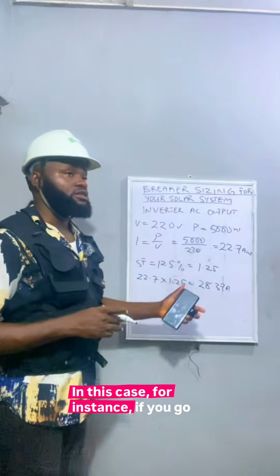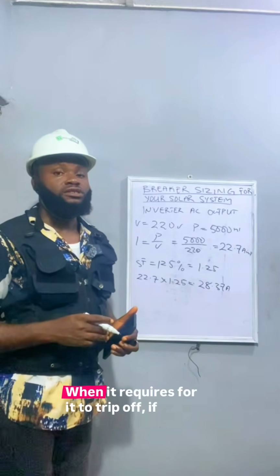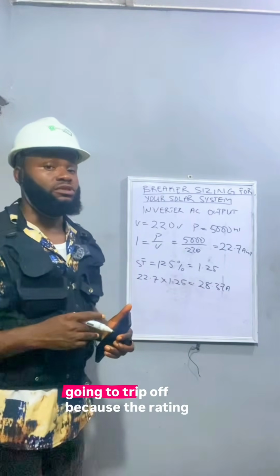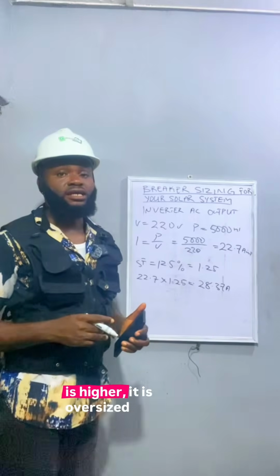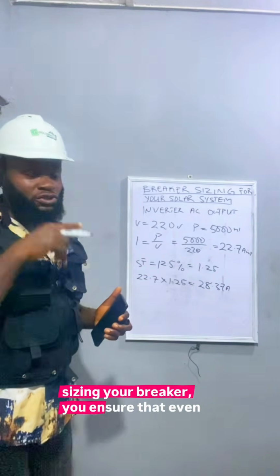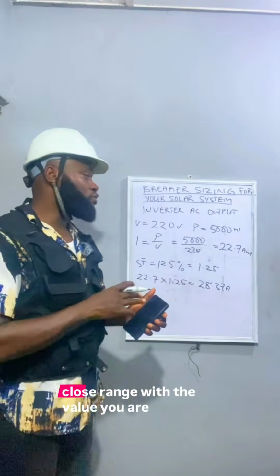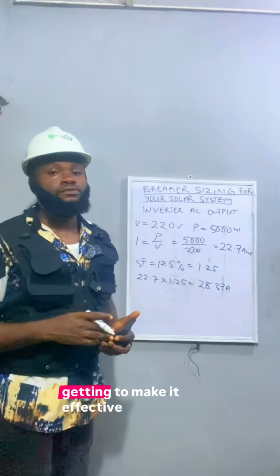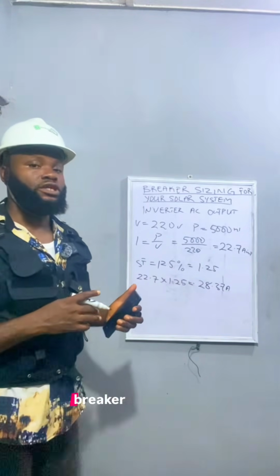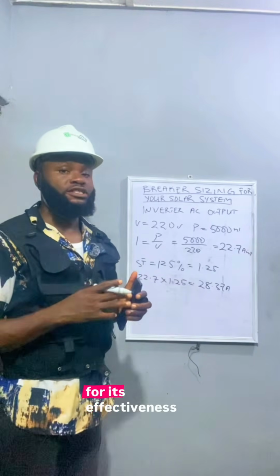In this case, for instance, if you use a 60 amp breaker, it's not going to be effective. When it is required to trip off if there is any sense of danger, it's not going to trip off because the rating is higher, it is oversized. So when you are sizing your breaker, ensure that the breaker you are getting is at a close range with the value you are getting to make it effective. And as well, don't undersize your breaker. Ensure that it is in between for its effectiveness.